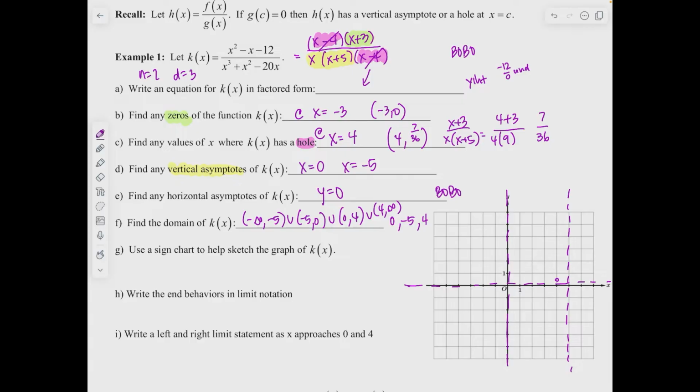Now we're going to go with a sign chart to help us out here. I have a zero at negative 3 as well. So I have three important numbers: negative 3, 0, and negative 5 to worry about. Let's see here. Oh, I have my vertical asymptote in the wrong location.